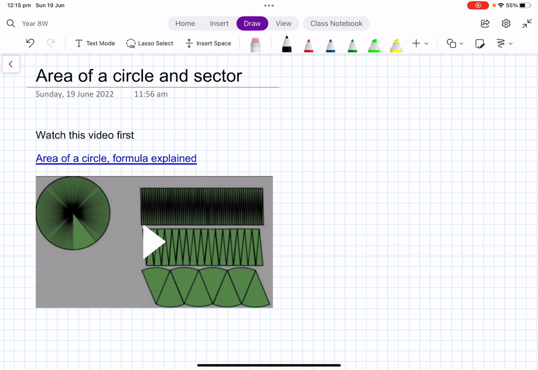We're going to look at area of a circle and sector. The first thing I want you to do is go into the OneNote and watch this brief video. That gives you a sense of how we find this formula, which you should work out. So go and do that. If you haven't already, go and do that now. But assuming that you have, you can stop this and come back to me.